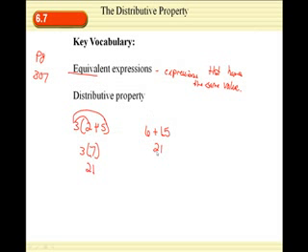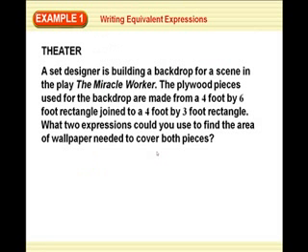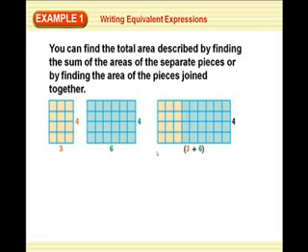So the distributive property is something, especially when we get into algebra and you're having some unknowns, that helps you simplify problems. So let's take a look at the first example. It says, a set designer is building a backdrop for his scene in the play The Miracle Worker. The plywood pieces used for the backdrop are made from a 4-foot by 6-foot rectangle joined by a 4-foot by 3-foot rectangle. What two expressions could you use to find the area of wallpaper needed to cover both pieces?